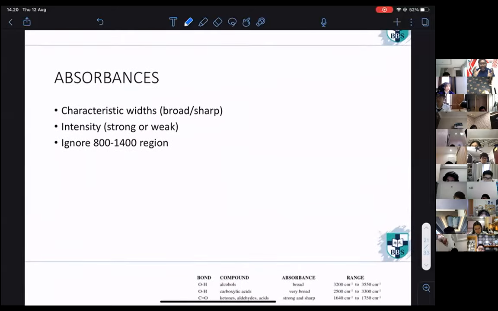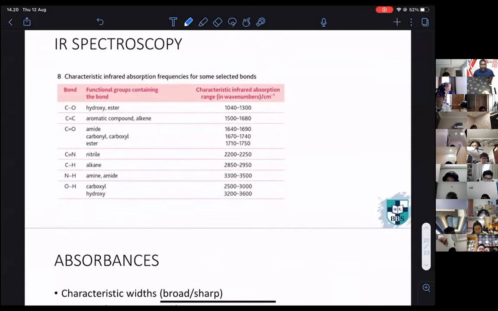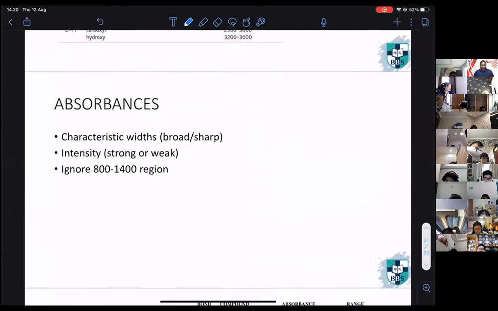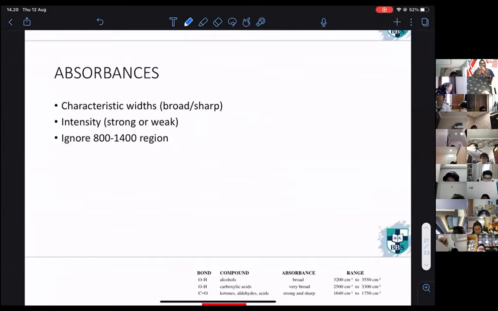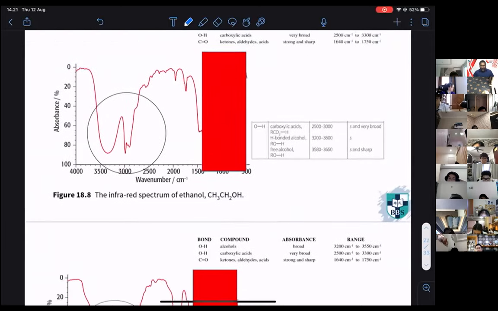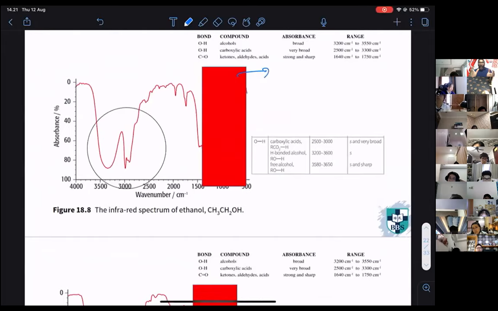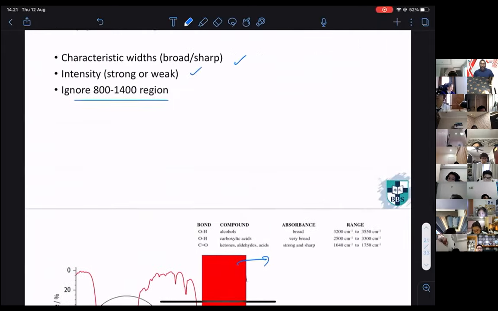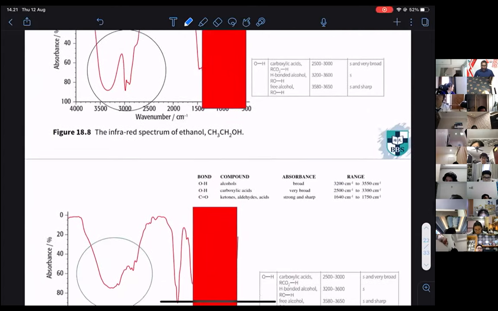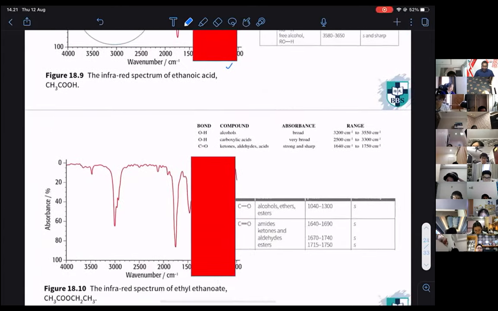What you need to remember is going to be from the data booklet. This is the information that I took from the data booklet. When we give an answer, we will refer to those values, so we need to put all these values. But what is the general thing that you need to do? Under absorbances, we have different characteristics and different intensities, and we need to ignore this region. No need to see 800 to 1,400. In every example I put a big red box to cover 800 to 1,400. I don't need them. They are called the fingerprint region. I do not need to look at them.